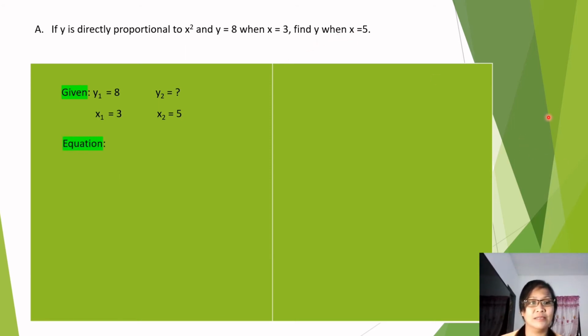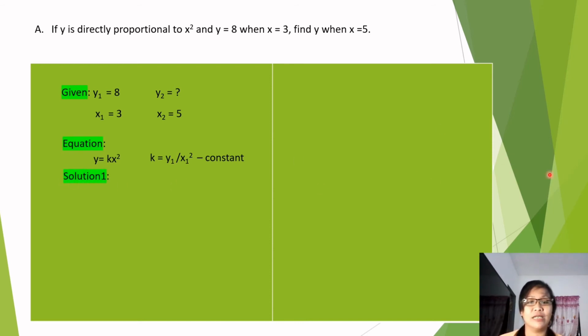Equation. For our variation, we have y is equal to k x squared. Okay, this is already an example of direct square variation. And for our constant, k is equal to y sub 1 over x sub 1 squared.